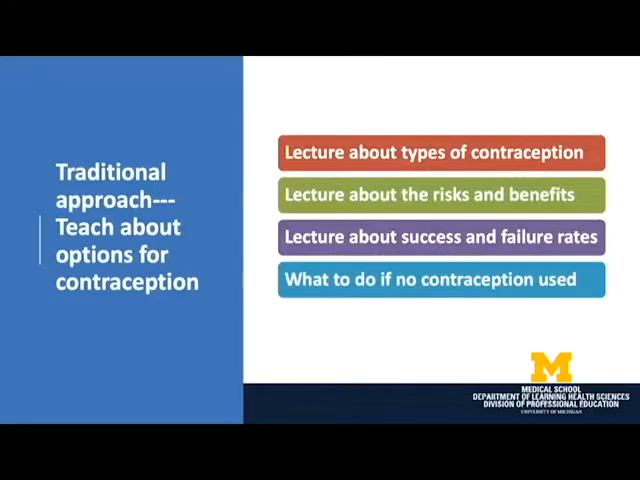So one traditional approach, the big ticket here, is, okay, let's talk about contraception. And a traditional way we would all do this is we would lecture about the different types of contraception. We would lecture about the risks and benefits of each of those types. We would lecture about success and failure rates. We would talk about what we would do in an emergency if no contraception had been used, right? And I'm sure we have lots of PowerPoint presentations and handouts on ways to do that.